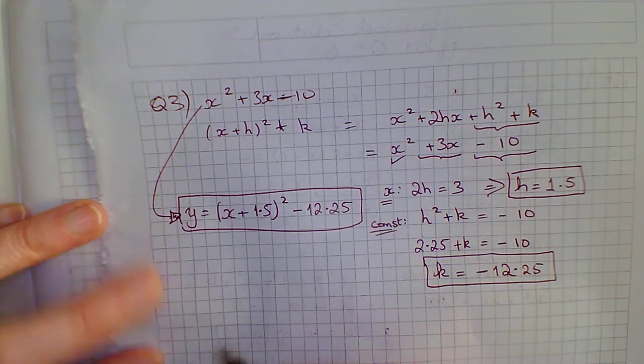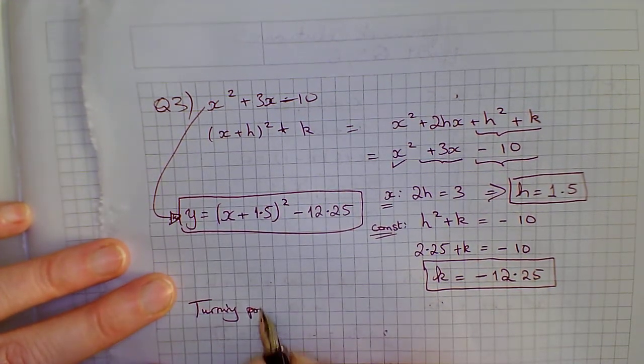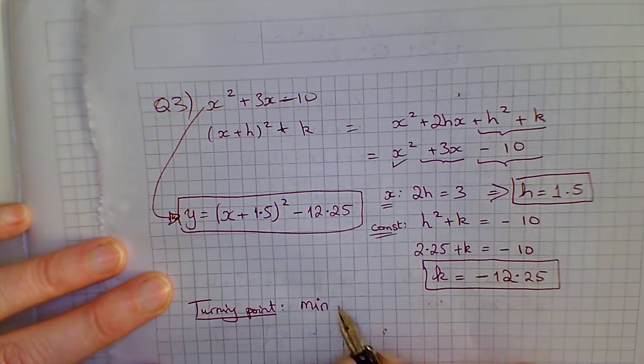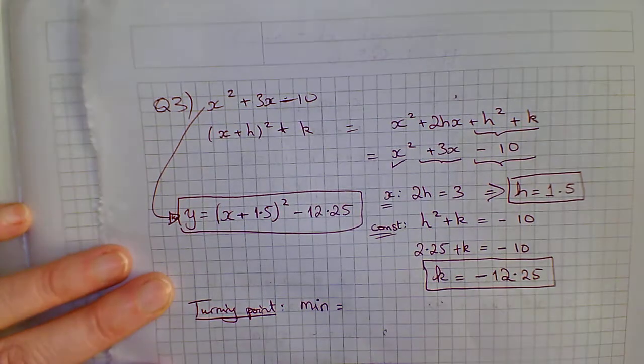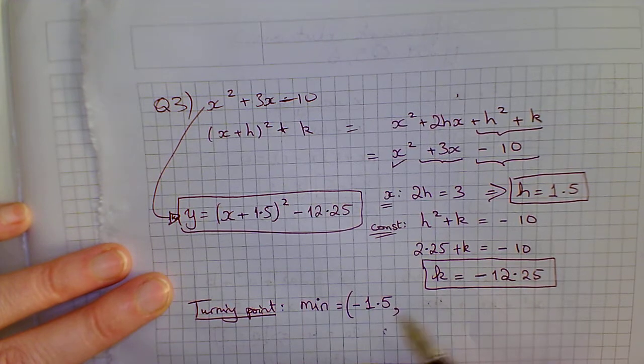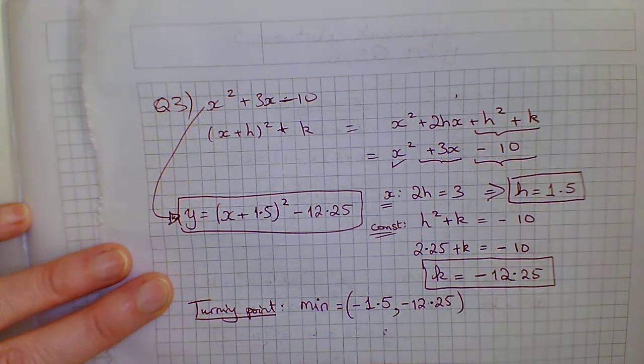Hence, write down the coordinates of the turning point. So the turning point, and we know it's a minimum because this is a U-shaped graph. So let's just write down that it is a minimum. And that is going to be, I change the sign of the 1 in brackets, minus 1.5, and I don't change the sign of the other one. There's the coordinates of my turning point.